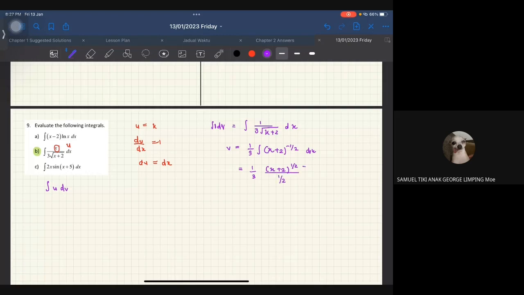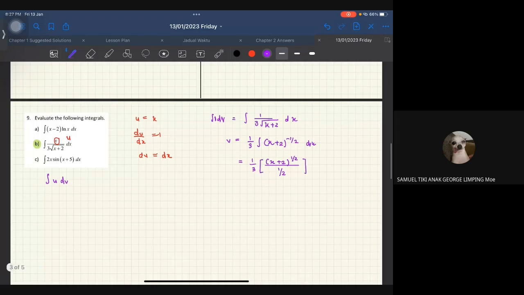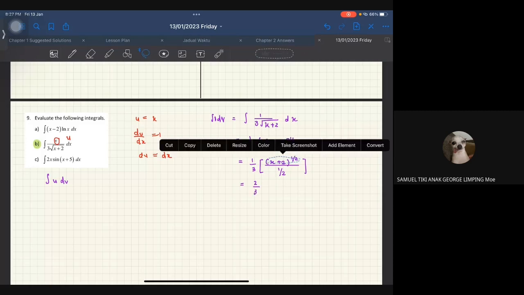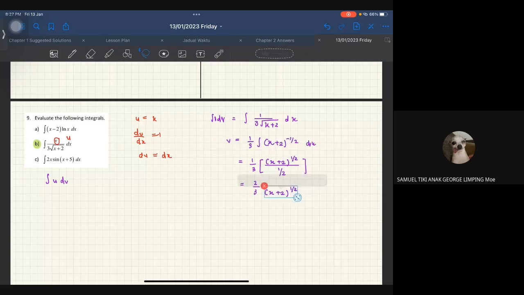Okay, and then you don't have to plus C lagi. Plus C nanti kita akan letak dekat hujung-hujung. Okay, so rearrange balik constant. So 1/3 divide 1/2, you get 2/3. Okay, so saya salin je yang ni sebab saya malas nak tulis. Copy and then I just paste it here. Settle.